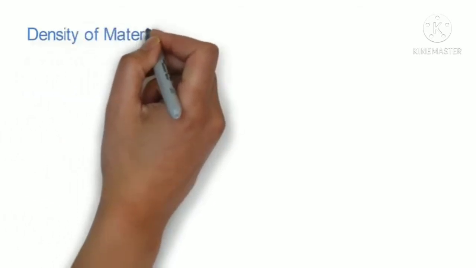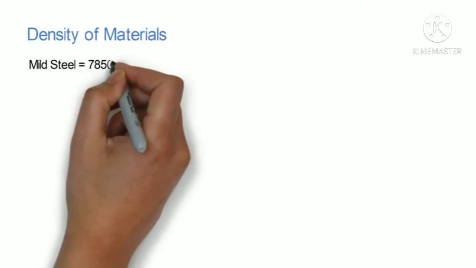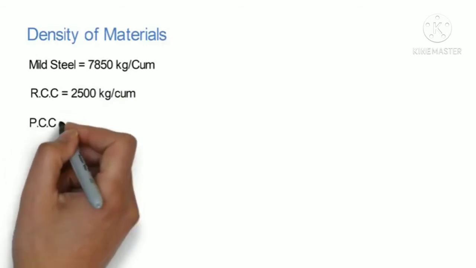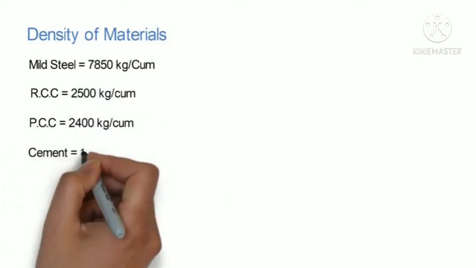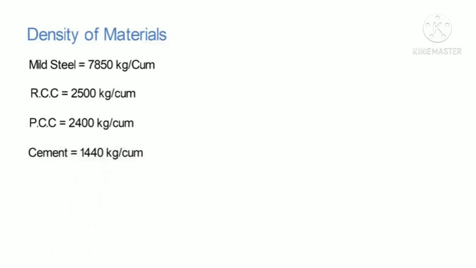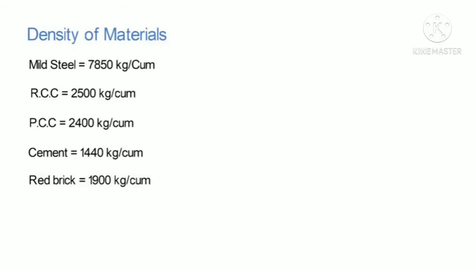Important density of materials to keep in mind. Mild steel, 7850 kg per m cube; RCC, 2500 kg per m cube; PCC, 2400 kg per m cube; cement, 1440 kg per m cube; red brick, 1900 kg per m cube; water, 1000 kg per m cube.